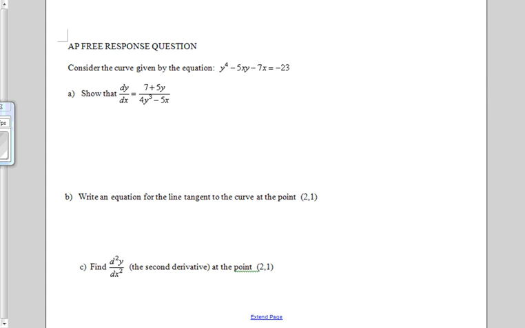So we've got an equation. It's defined implicitly, and we want to show that. So this is an actual AP free response question, and it's nice because they give us the answer and they just say, show me that you can find that answer. So to do this, we take the derivative with respect to x of both sides.